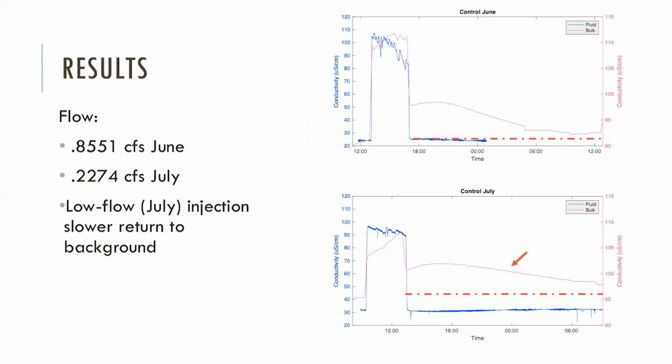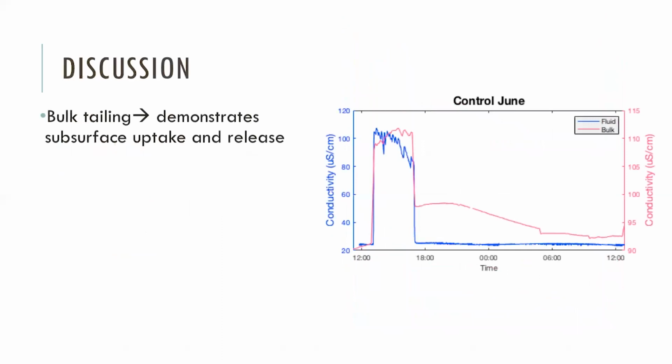We can also compare our flow. When we got out in the field in June, we measured the rate of the water being around 0.9 cubic feet per second due to that ice melt. And we can compare this to July, which is about a fourth of that discharge. And you can see that on the graph by the red arrows showing that in July, the injection rate is slower and it returns to background at a later time.